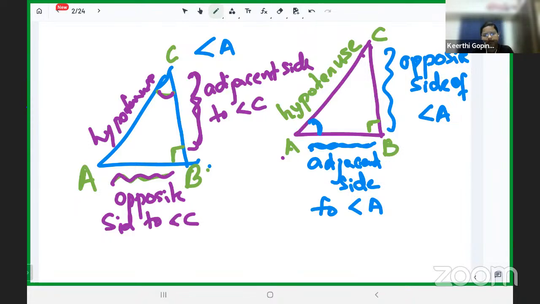So you have to understand that with respect to the angle that we are taking, the opposite and adjacent sides change. Okay, is that clear to you all? What is the opposite side and what is the adjacent side? Please type in the comment box if it is clear to you all.